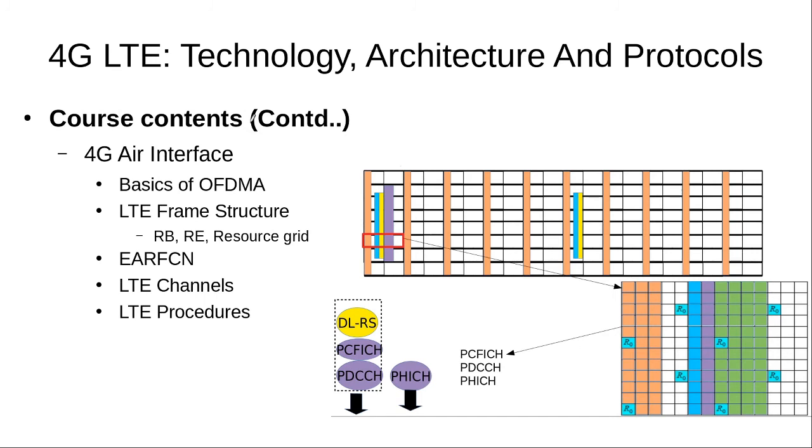And after that, we will study the 4G air interface, and we would begin with the basics of the OFDMA, what is the frame structure in the case of LTE, the concept of resource block, resource element, and the resource grid, and what is the EUTRA absolute radio frequency channel number. And then we will study that what are the channels in the 4G LTE air interface and how those channels are used in different LTE procedures.